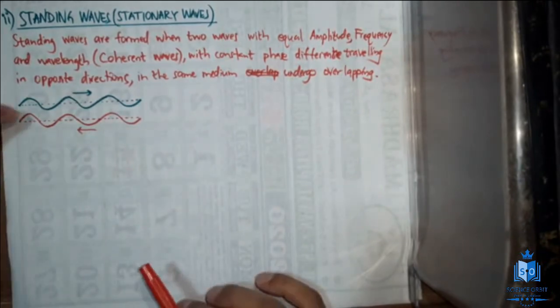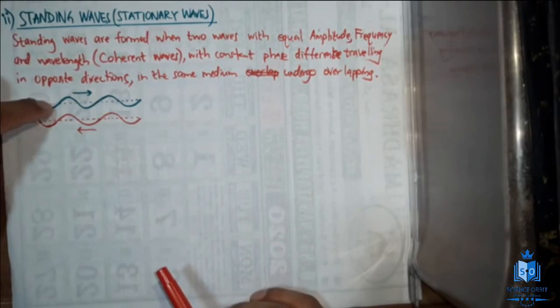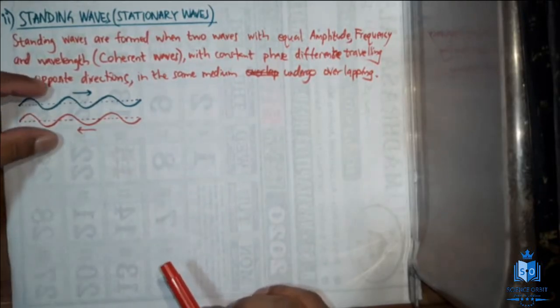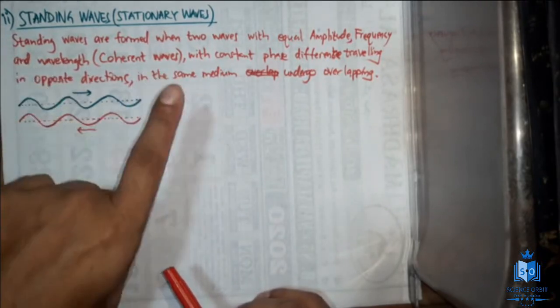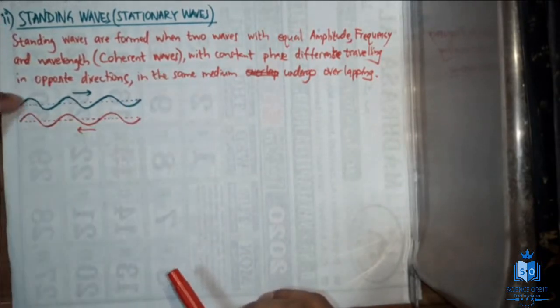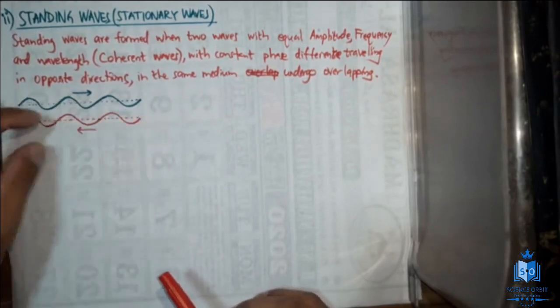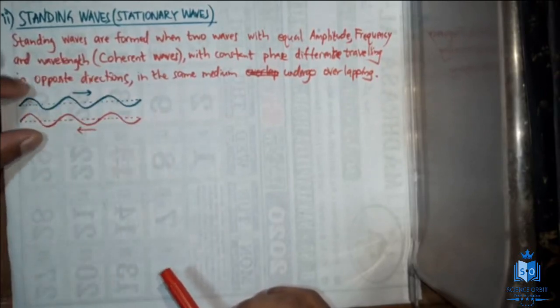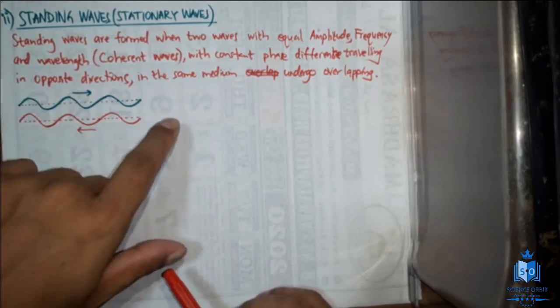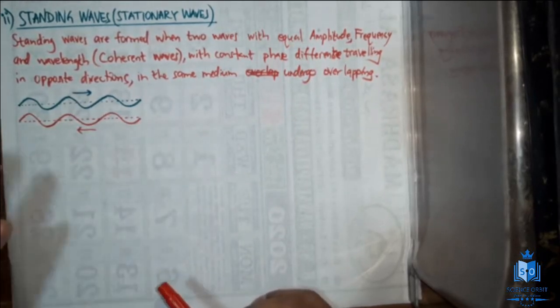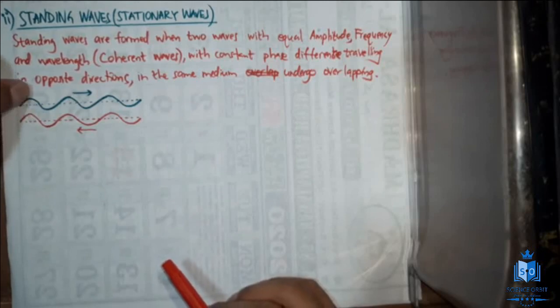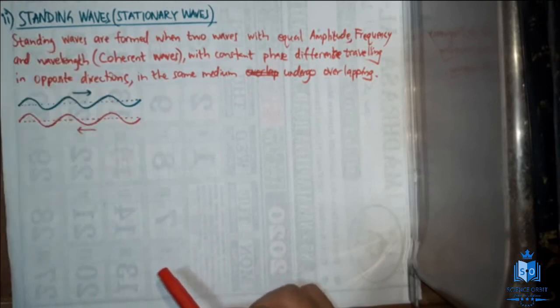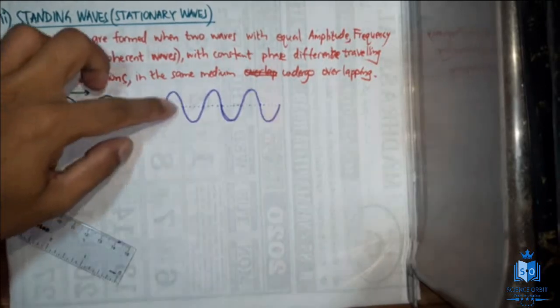I have just taken initially the crest meeting crest and trough meeting trough. When these two are superimposed, you will get a single wave. Both the waves are attempting to travel in the same medium like this, but two waves can't exist like this, so they will undergo superposition and form one single wave. I'm going to draw the single wave now. Crest and crest are meeting, so here the amplitude is going to be large, and here the amplitude is also going to be large because trough and trough are meeting. These two will result in a wave like this.